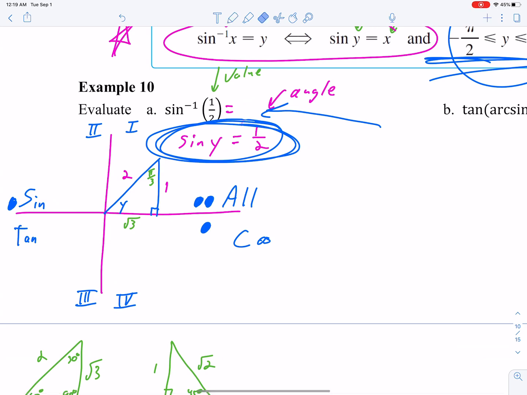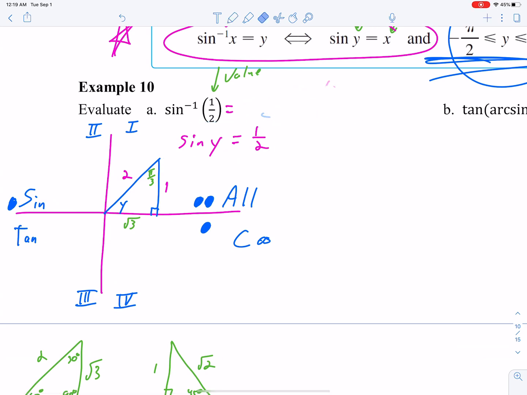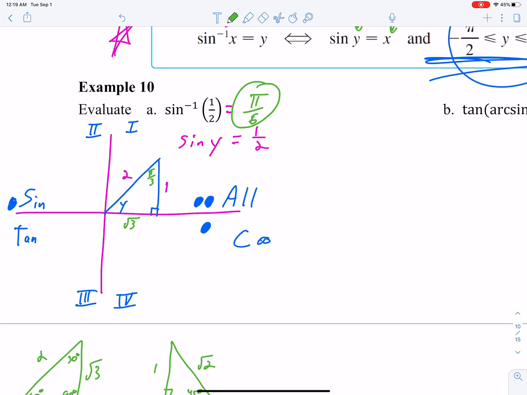So let me clean this up. So y equals pi over 6, and finally, after all that work, there's our answer. Okay? Very important that you know how to do this stuff.